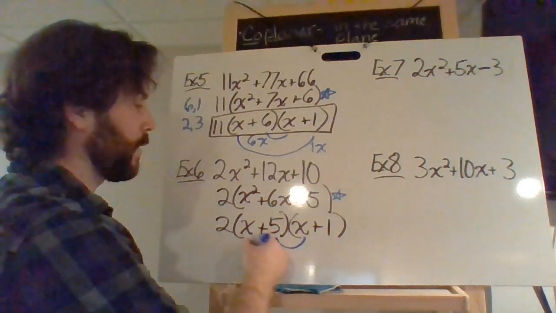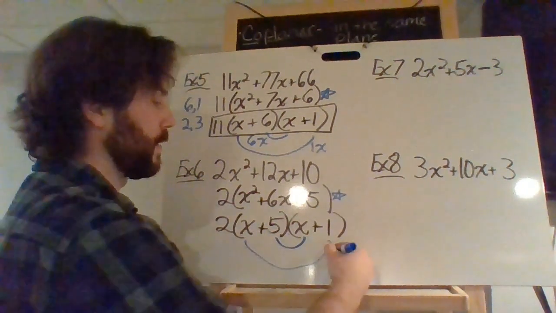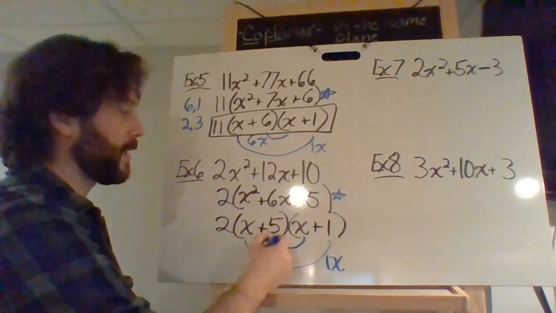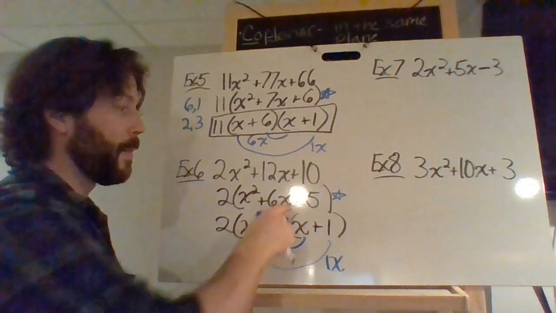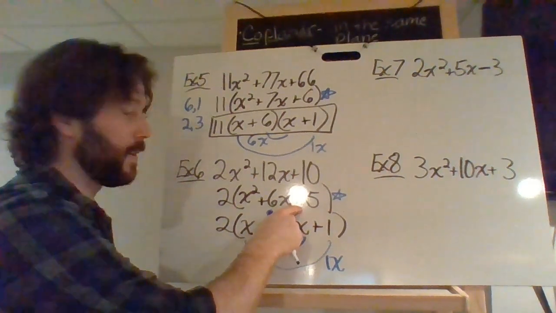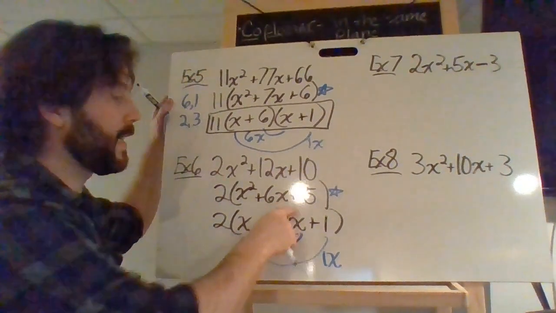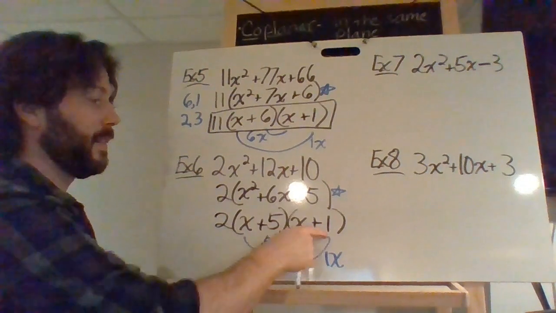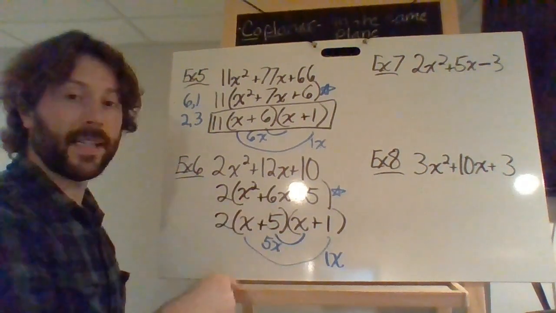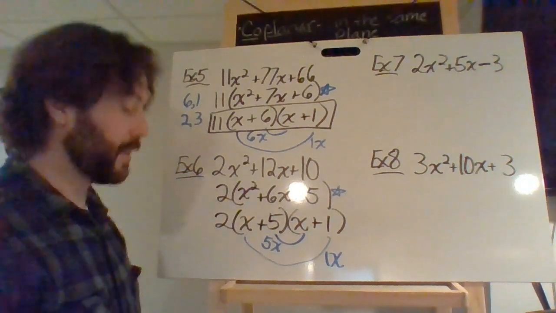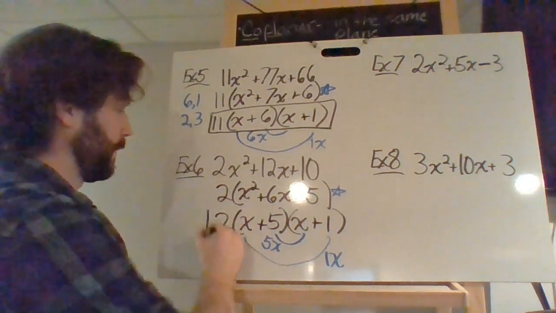Okay. On the outside, we get 1x. On the inside, we get 5 times x is 5x. Now, because our c term was positive, we need to be able to add these two to get that 6x. 5x plus 1x gives me that 6x. So this is factored, this one's done.